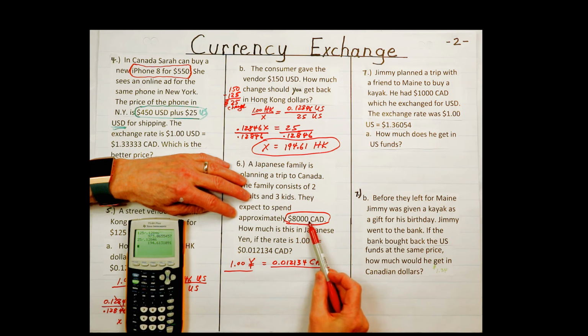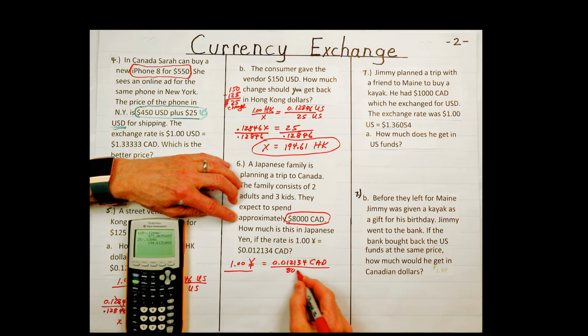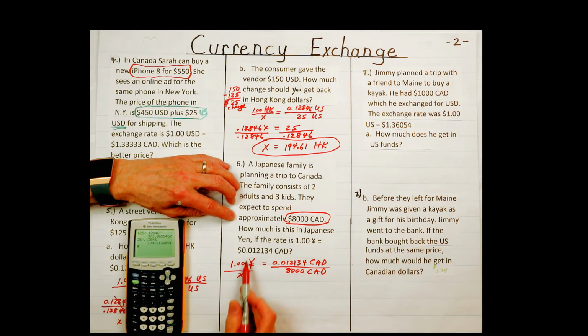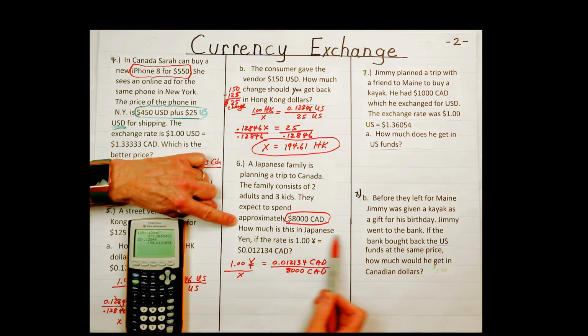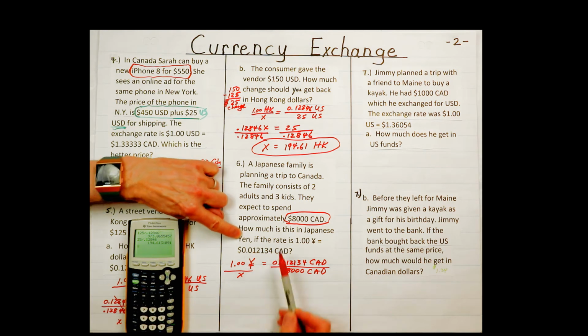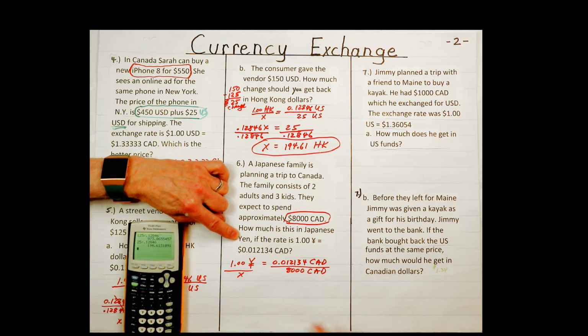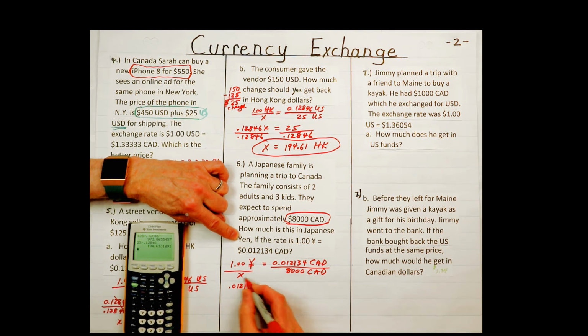So they want about 8,000 Canadian, so the Canadian dollars, 8,000 goes with the other Canadian quote right above it. So Canadian dollars with Canadian dollars, and the X will go with the Japanese yen, because the question is, how much is this in Japanese yen? How much are they going to have to take to the bank to get 8,000 Canadian? So if we cross multiply, 0.012134x equals 8,000.